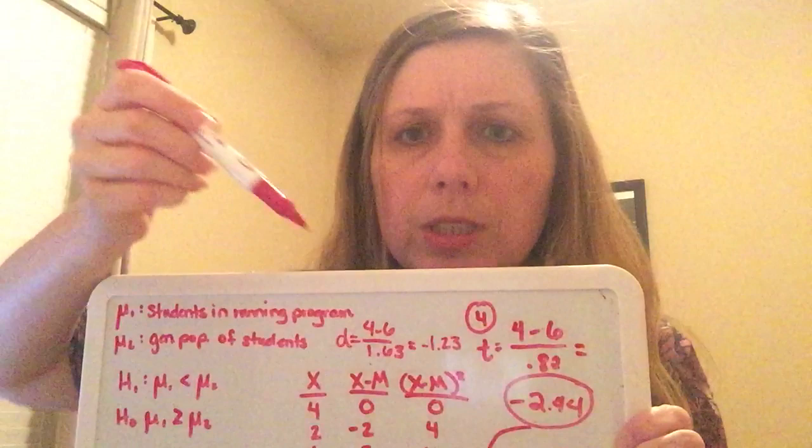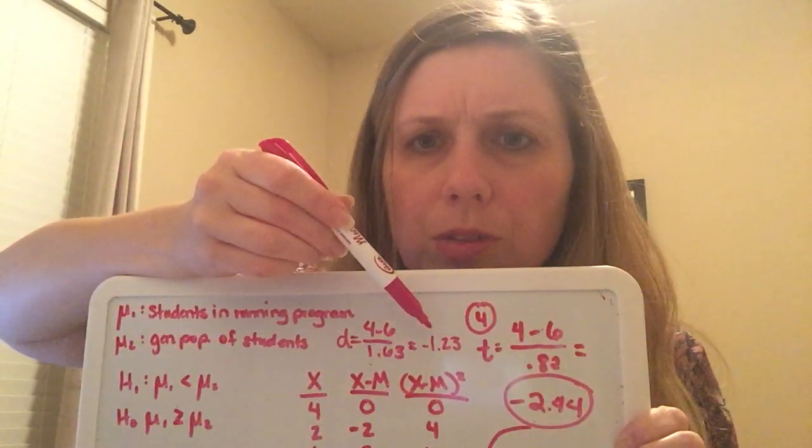D. All right, so 4 minus 6 is still on the top, divided by 1.63. So that's going to be 2 divided by 1.63, a negative 1.23. Negative 1.23.